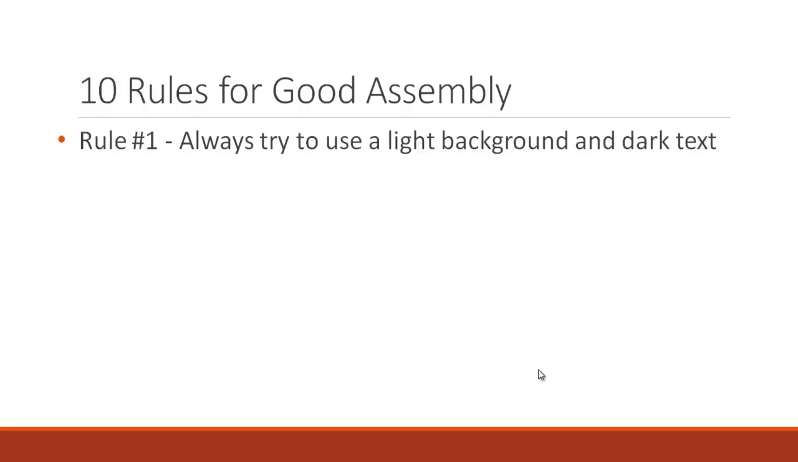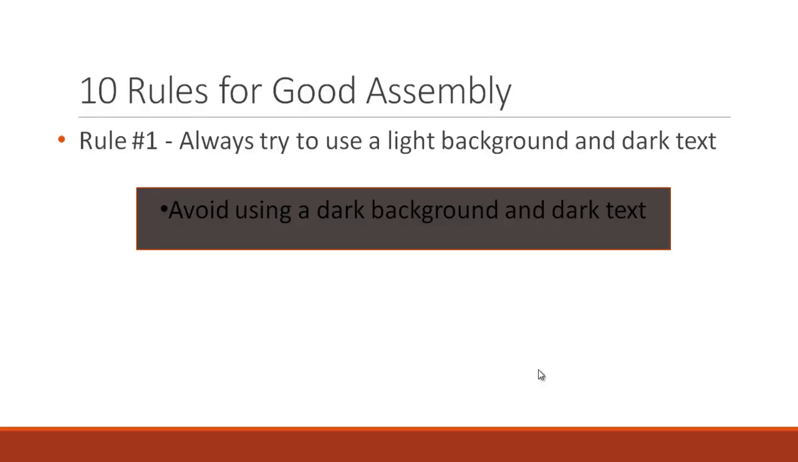So rule one is you always want to use a light background and dark text. If you look here, you want to avoid using a dark background and dark text. Remember, you are usually giving a presentation, and sometimes you're in a room where the lights have been dimmed. So you're actually the only thing that's illuminating the room, and you need that white or light background to give it some light. And you want to use dark text.